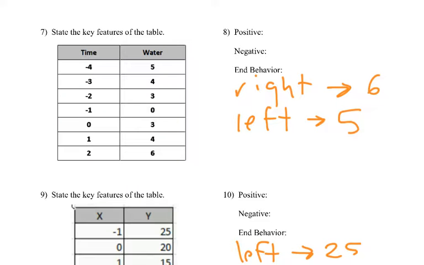Now let's look at a table. With a table, it's the y values, right? If the y values are positive, the graph is positive. If they're negative, they're negative. Looking at these, they're all positive. We don't care about the x's if they're positive or negative, just the y's. So it's positive from the start to the end.